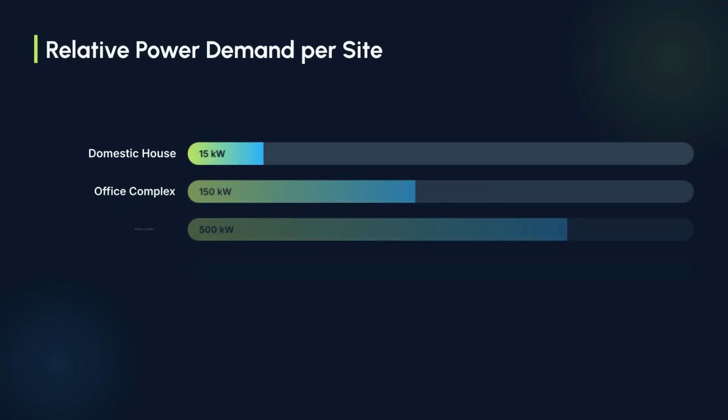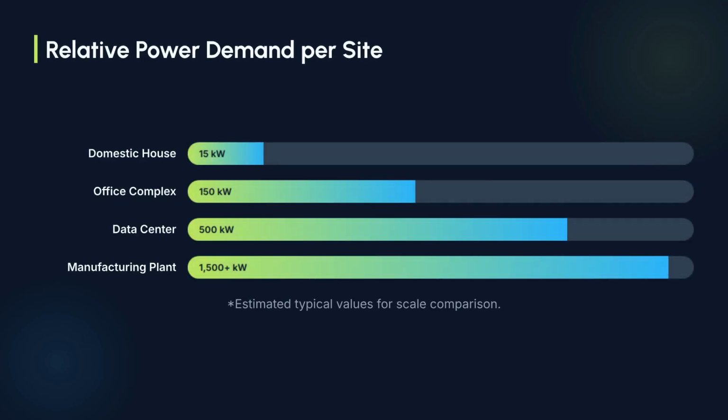Power demand varies significantly by site. A domestic house requires about 15 kilowatts, while a manufacturing plant can exceed 1,500 kilowatts, highlighting the scale differences in energy consumption.